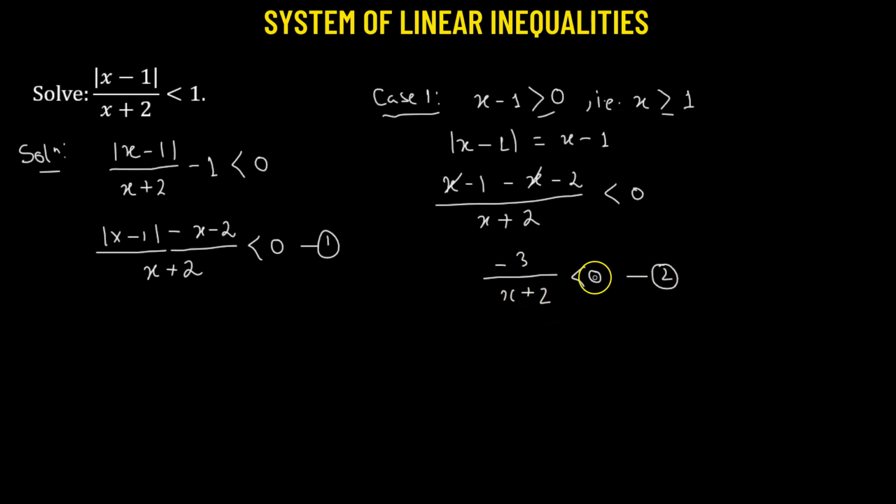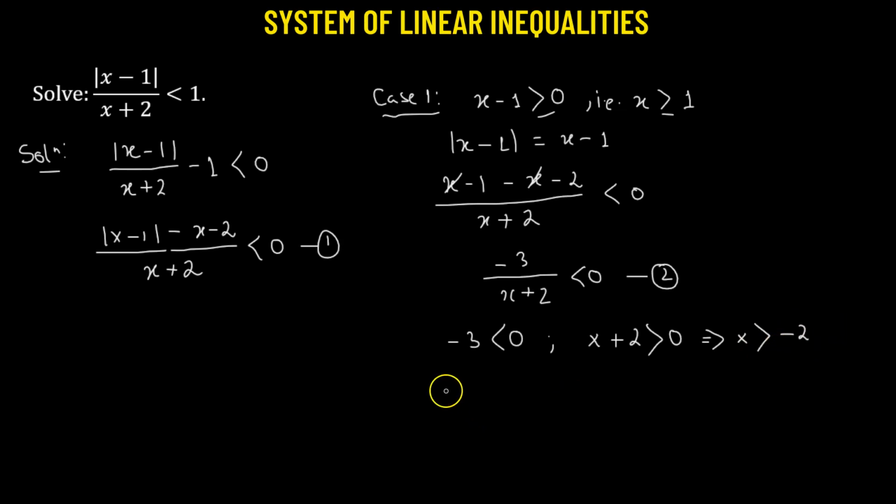Here this value must be less than 0, and we know that negative 3 is negative, so this is always going to be less than 0. And in order to keep this expression negative, the only possibility is that the denominator must be positive. That means x plus 2 must be greater than 0. Only then we can say that the given expression will be less than 0. So x plus 2 greater than 0 simply means that x is greater than negative 2. So this is our solution.